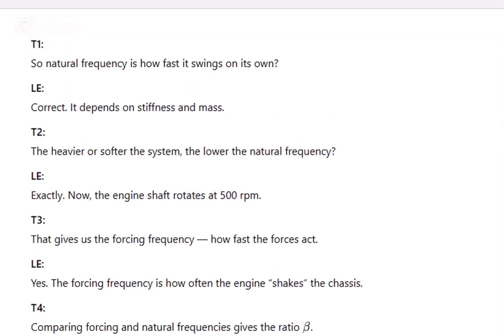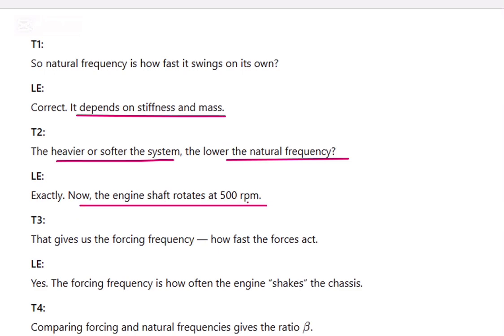So natural frequency is how fast it swings on its own. It depends on the stiffness and mass, correct? The heavier or softer the system, the lower the natural frequency. Heavier means its own mass resists its motion, and softer means it will not pull it back quickly, so it becomes lower frequency.